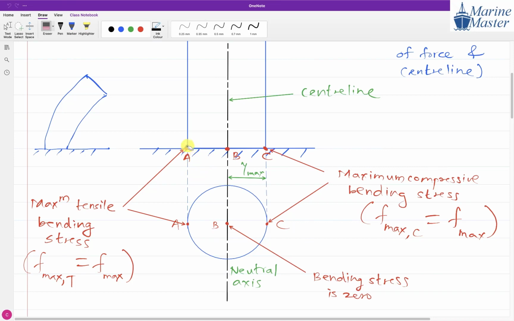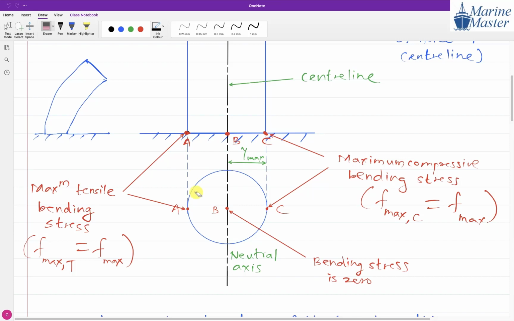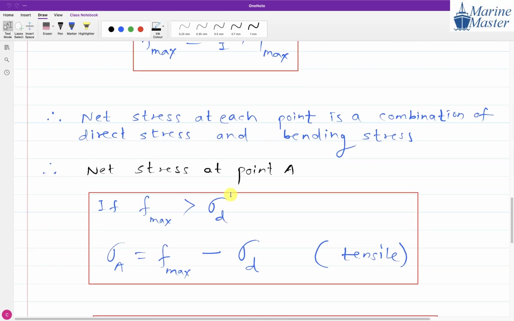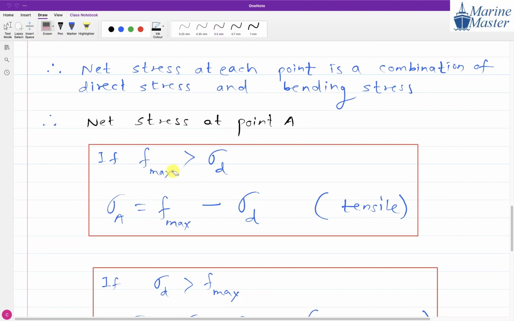Now tell me, at point A, what is the nature of direct stress? Compressive. And what is the nature of bending stress? Tensile. So at point A, direct stress is compressive and bending stress is tensile. So the overall combination is the difference of the two. So what will be the net stress at point A?